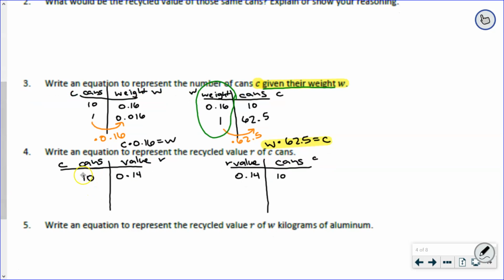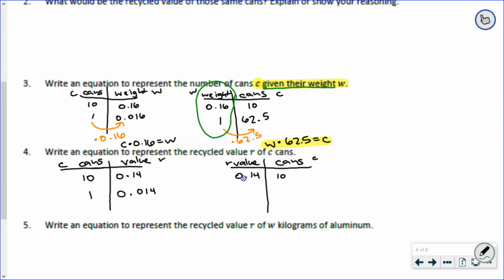Our first step, we're really baby stepping this here, is going to be to find that unit rate. How does the 10 change to a 1? We divide it by 10. So for just one can, what is that recycled value? 0.014. And even though we're dealing with money, I don't want us to just stop at the nearest penny because that 0.4 of a penny is going to continue to add up. So I'm going to include that extra decimal here.